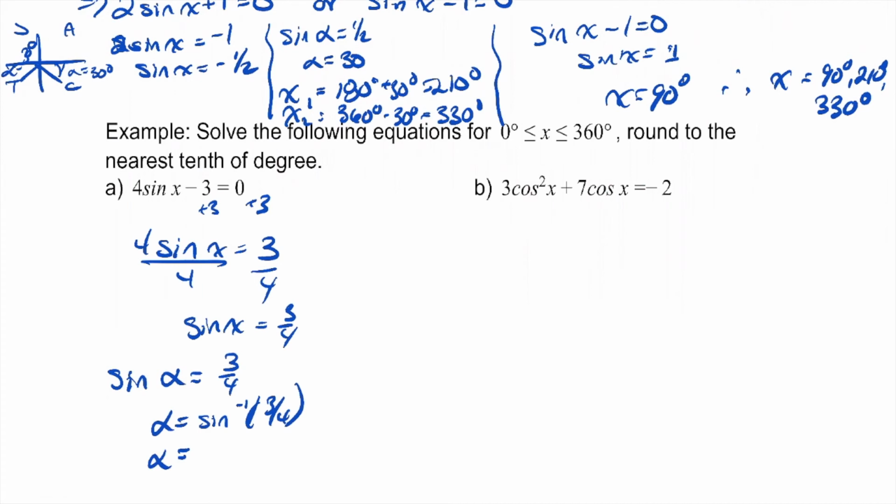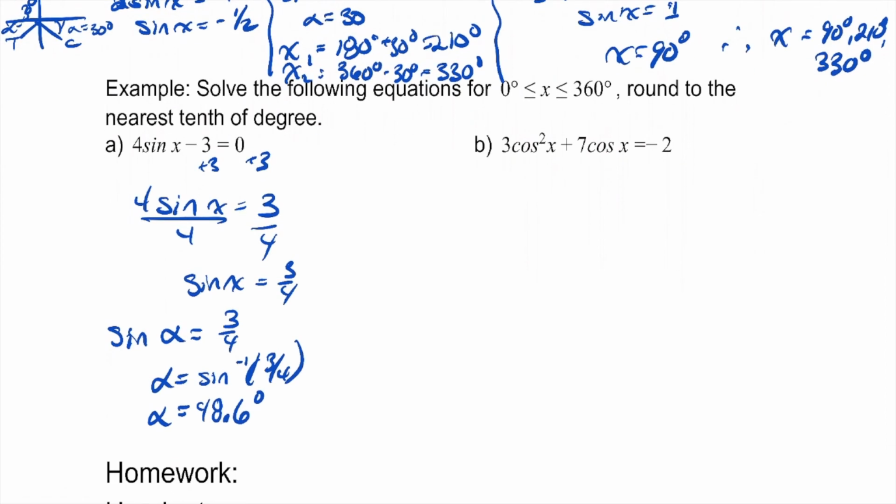Plugging that into our calculator, the sine inverse of 3/4 is roughly 49 degrees. To the nearest tenth of a degree, it's actually 48.6 degrees. So drawing a quick picture where sine is positive, using our CAST, sine is positive in the first and second quadrants.